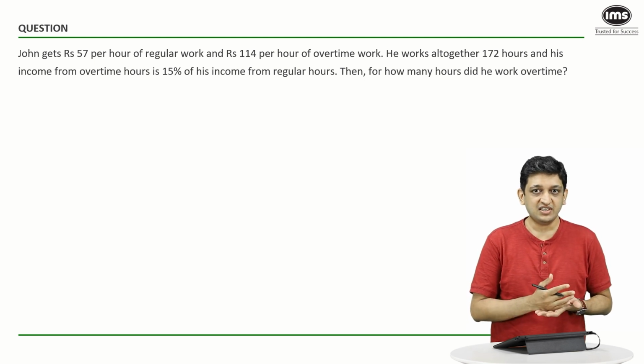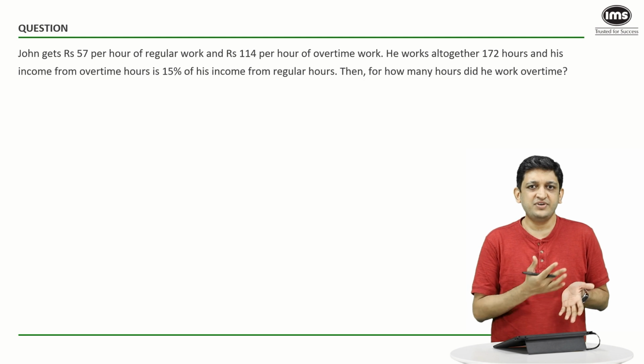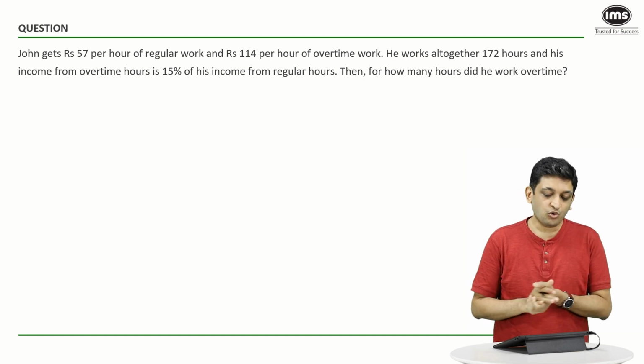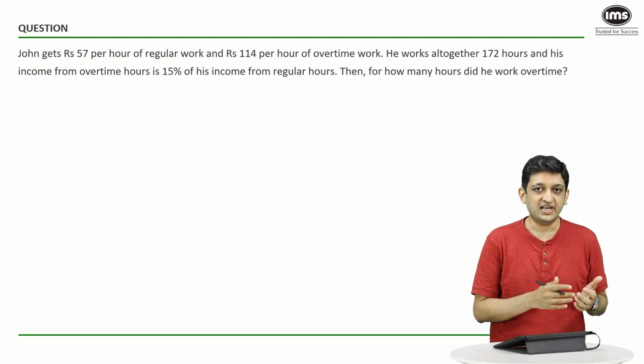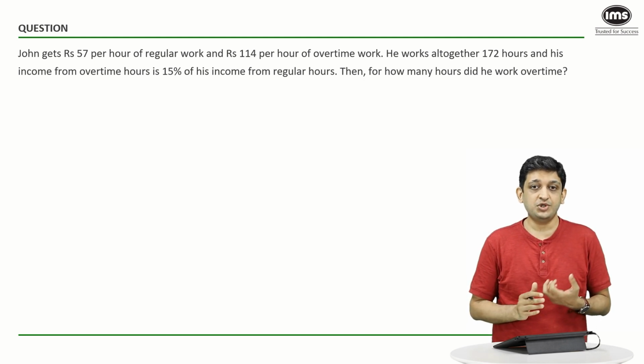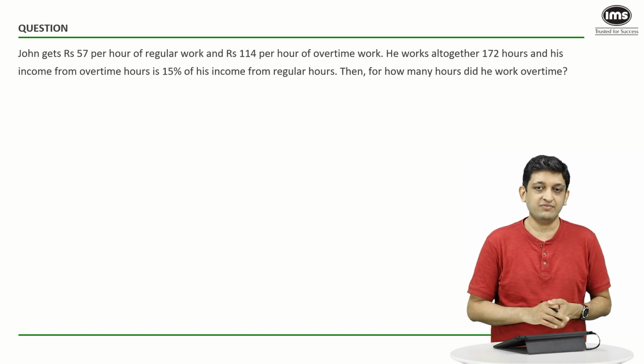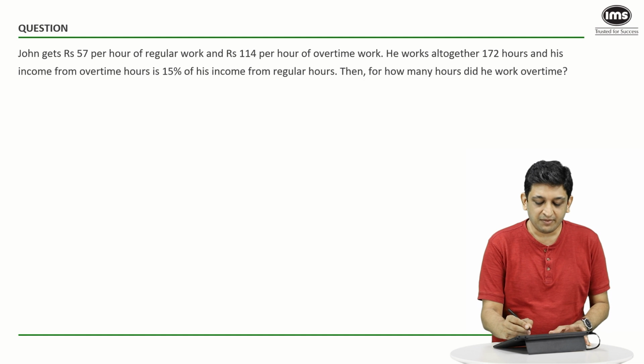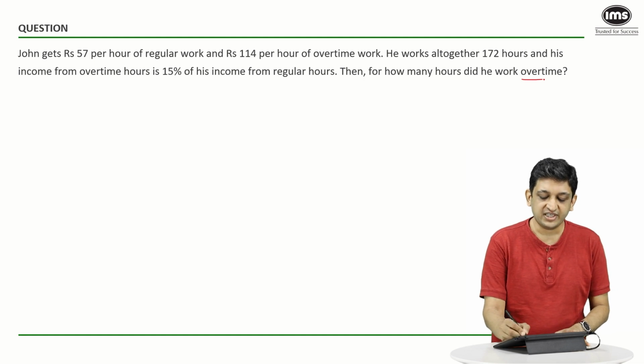One is regular work that gives John 57 rupees per hour, and overtime work which pays John twice of that, 114 rupees per hour. In total, John is working for 172 hours and his income from overtime hours is 15% of his income from regular hours. We have to find the number of hours for which he had worked overtime.